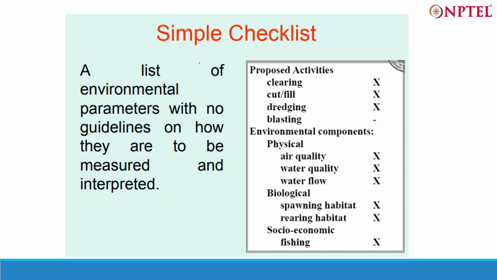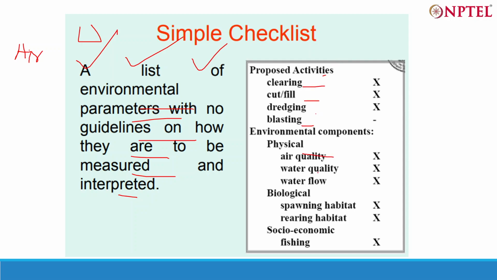Basically, a simple checklist is a list of environmental parameters with no guidelines on how they are to be measured and interpreted, simply like air pollution. In this type of checklist, you have the proposed activity, such as clearing, cutting, filling, dredging, blasting, and then air quality, water quality, biological spawning habitat, rearing habitat. These types of things are there in the simple checklist.